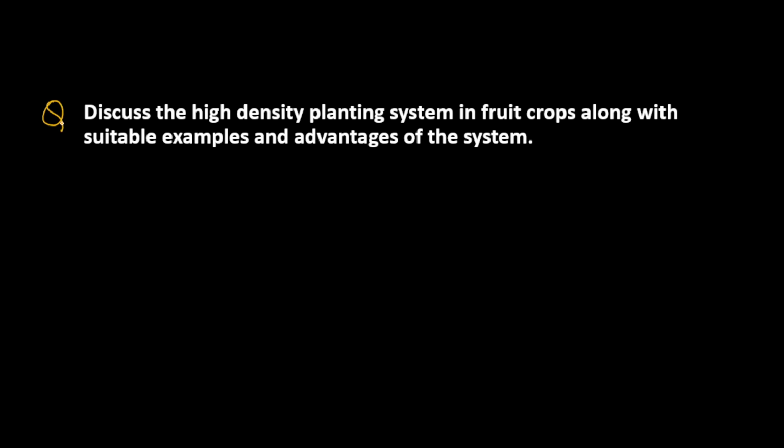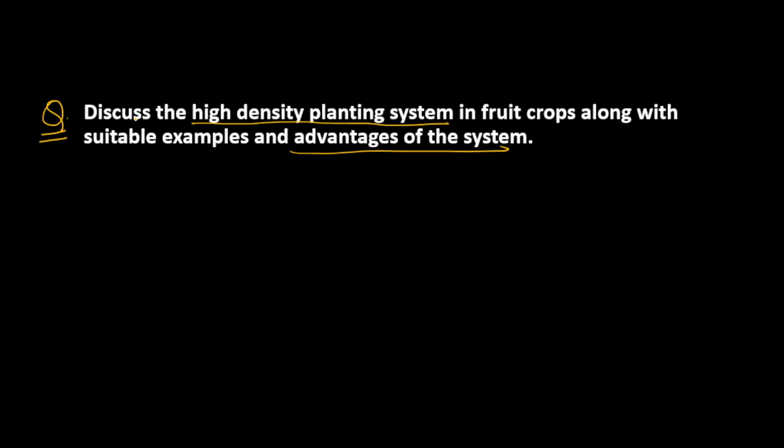So today we are going to do the next question of our agriculture optional answer writing practice series. जो हमारी एग्रीकल्चर ऑप्शनल आंसर राइटिंग प्रैक्टिस सीरीज चल रही है उसका नेक्स्ट क्वेश्चन को आज हम लोग करने वाले हैं. एंड टुडेस क्वेश्चन इज डिस्कस द हाई डेंसिटी प्लांटिंग सिस्टम इन फ्रूट क्रॉप्स. ओके, हाई डेंसिटी प्लांटिंग सिस्टम क्या होता है? एंड द सेकंड पार्ट ऑफ द क्वेश्चन इज आस्किंग अबाउट एडवांटेजेस ऑफ द सिस्टम.